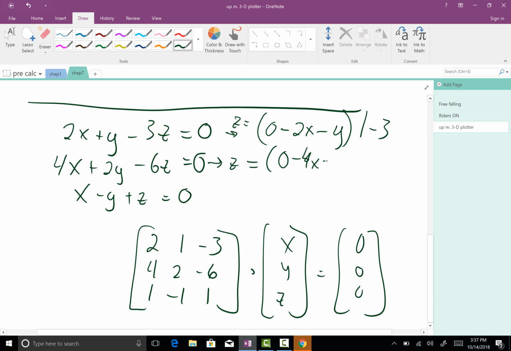So there's my 3 equations. I'm going to double check, make sure they're right, because if I make a mistake, it's going to look nasty. So let's go ahead and type these in. All right, so let's see.